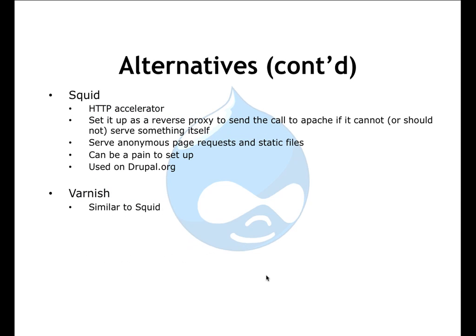You can also use Squid or Varnish, which are, like I had mentioned before, HTTP accelerators. So what you do with this is you'd set it up as a front end for when the client comes to your site. And what'll happen is that Squid will basically check if it can or cannot serve that content by itself. If it can, then the content will go right back to the user without having to go through Apache. And if not, then it'll query Apache. So you can use Apache for serving the page-related content, while you can use Squid for serving all of your media files. It can serve anonymous page requests really well, same with static files. It'll drive up the number of requests you can handle on your site really quickly. But it can be a pain to set up, and it's used on Drupal.org.